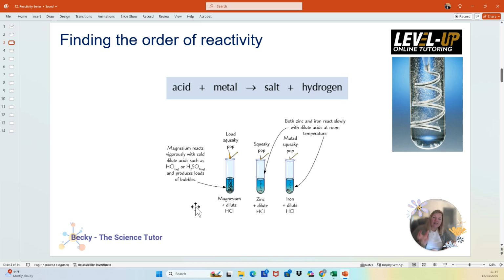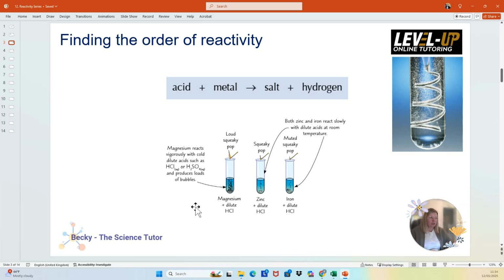So if we react them with acids, we just get a faster reaction so that we can actually see what's going on, in a bit more of a reasonable time frame. So the first thing we could do is simply react them with acids, and we could monitor the amount of bubbles that would be produced. You can see from that little diagram that magnesium is the most reactive because it's producing the most bubbles, and iron is the least reactive because it's producing the least bubbles.